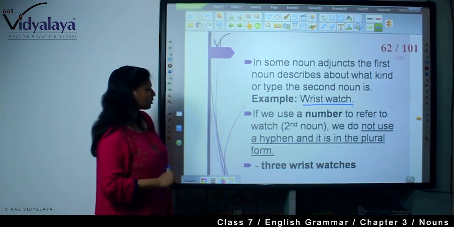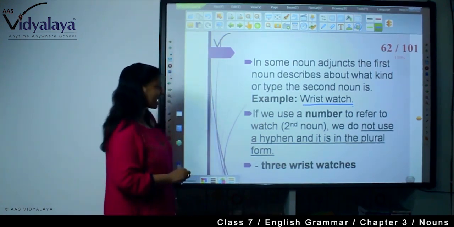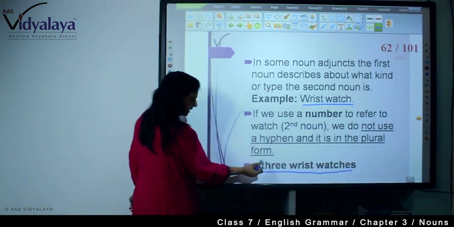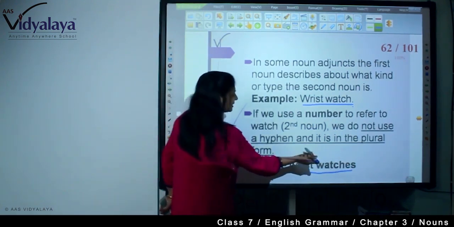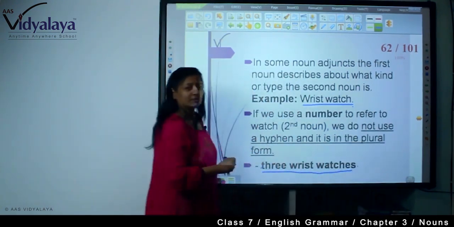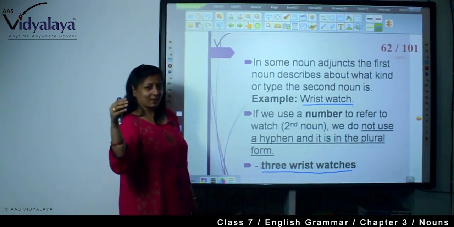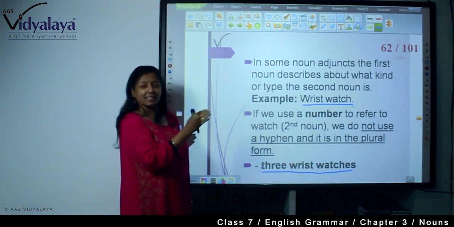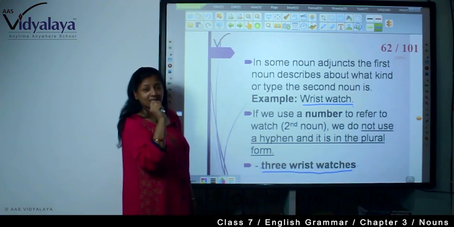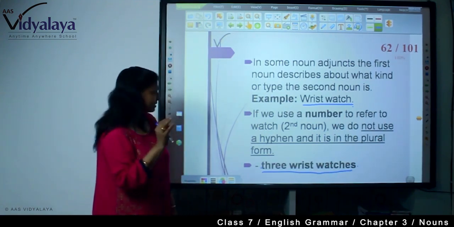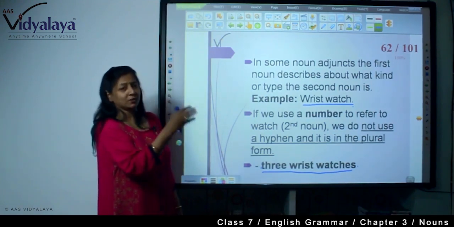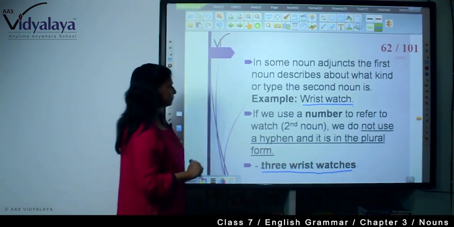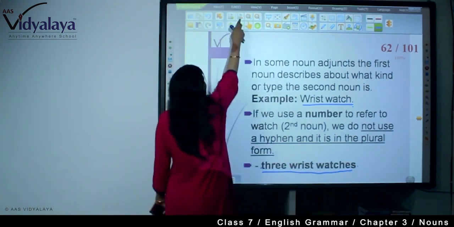If we use a number to refer to watch, the second noun, we do not use a hyphen, and it is in the plural form. So we are writing 3 wrist watches. Here we are writing 3, then wrist, and this we can make plural. For example, 4 apple trees. Apple we cannot make plural. So we have added number. Wrists, watches, we cannot write wrists. We have added number in front of wrist. So 3 wrist watches. Watches, second noun, we can make it plural. And there is no hyphen here.